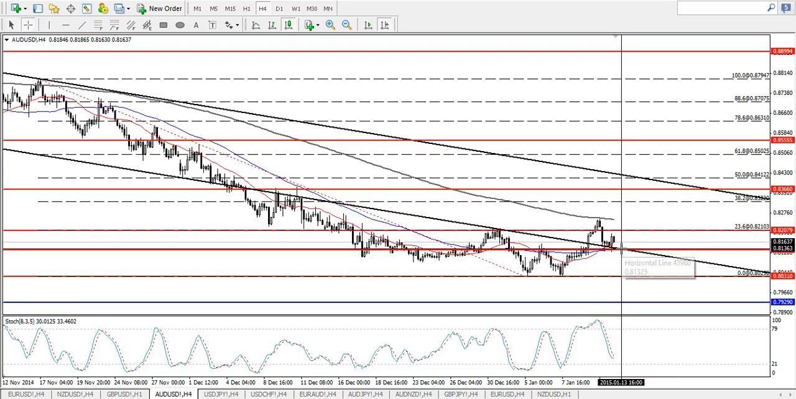And of course, if price came down with a break below the previous low at 0.8031, the next level we're looking at is 0.7929, the Fibonacci expansion level of 141.4%.